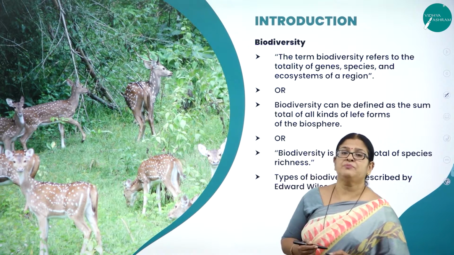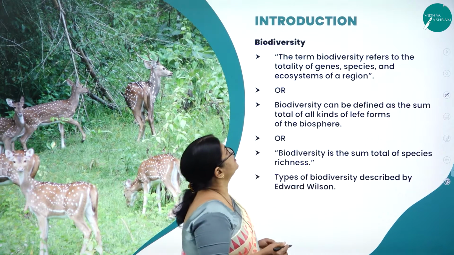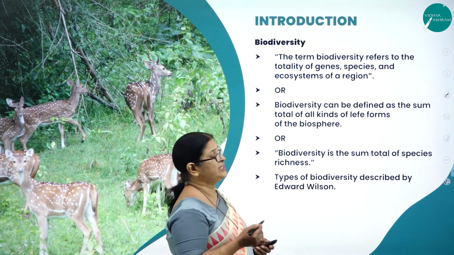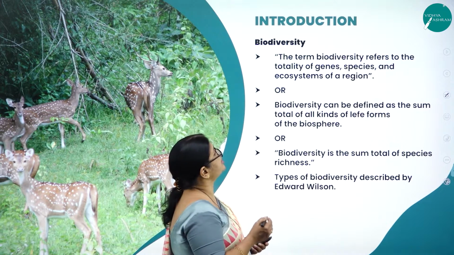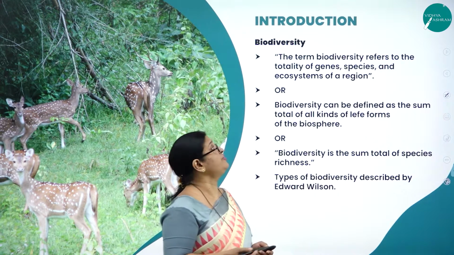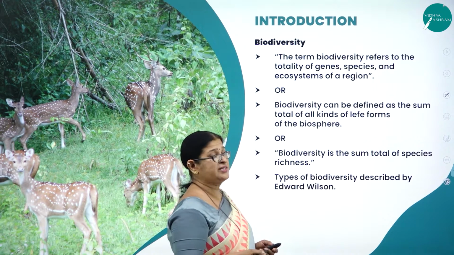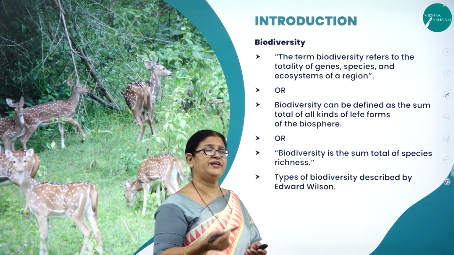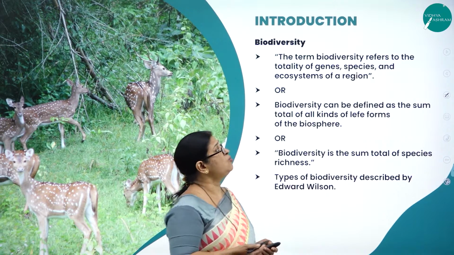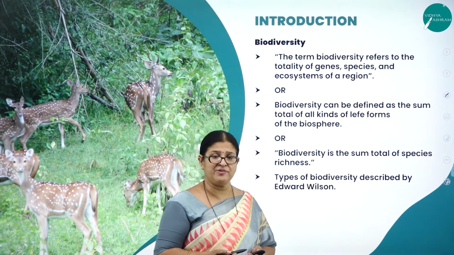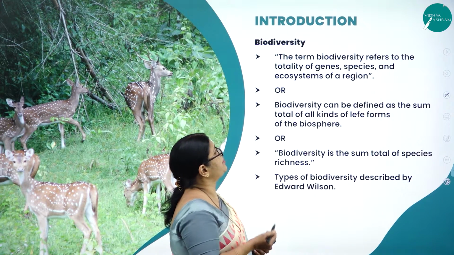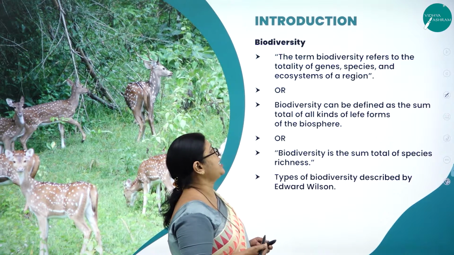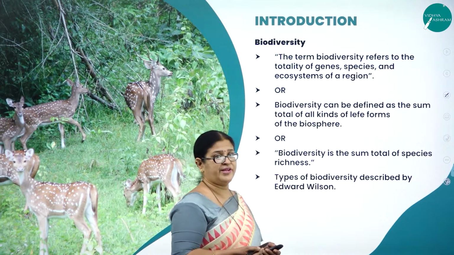So what is biodiversity then? How do we define the word biodiversity? The term biodiversity refers to the totality of genes, species and ecosystem of a region. You can define it in many ways. One definition of biodiversity is the totality of genes, species and ecosystems of a region.